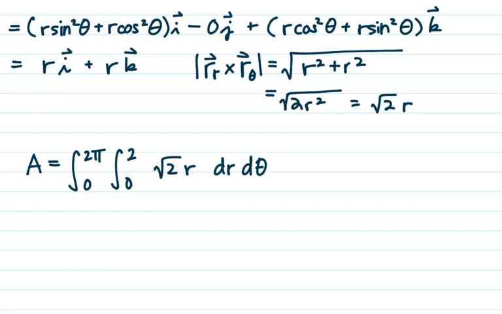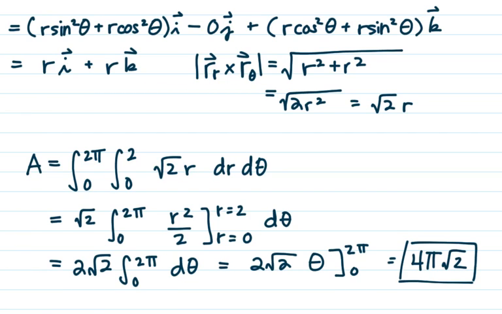And of course, this is very easy for us to integrate. I'm going to pause and write that out. And the brief amount of work I have for the surface area for the portion of the plane inside the cylinder is 4 pi root 2.